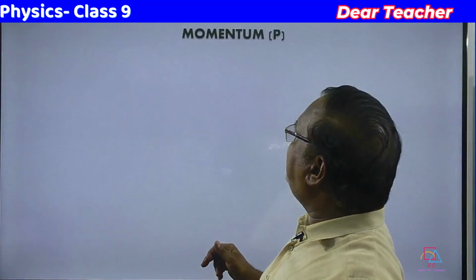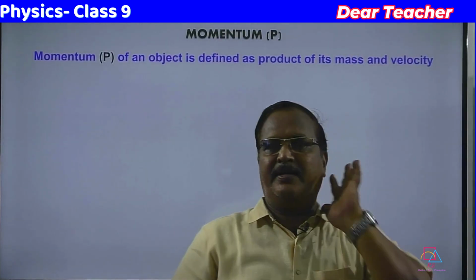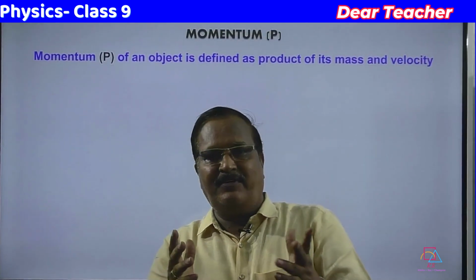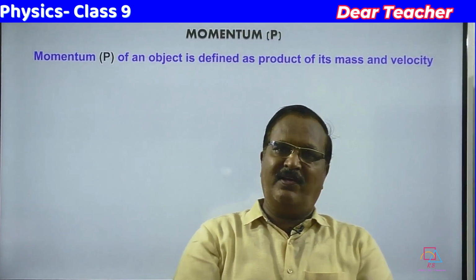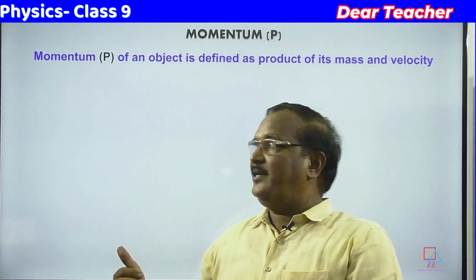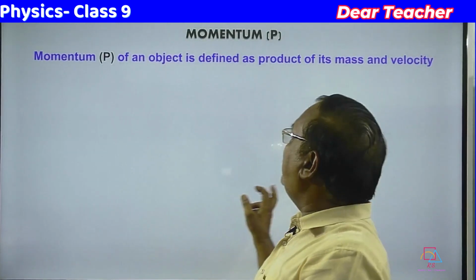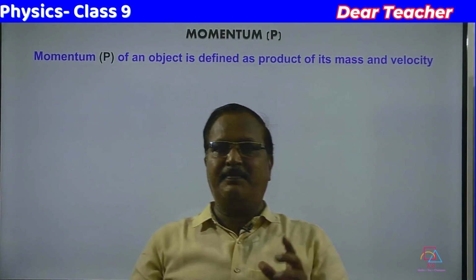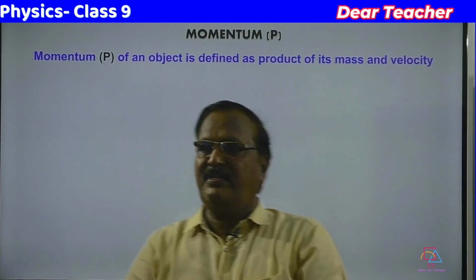So let us have a definition, a beautiful definition. Usually momentum is denoted with the letter P. Force is F, initial velocity U, final velocity V, like that letters are already used. So now for momentum, the letter is P. It is the product of its mass and velocity. Momentum is the product of mass and velocity. This is the definition of momentum.